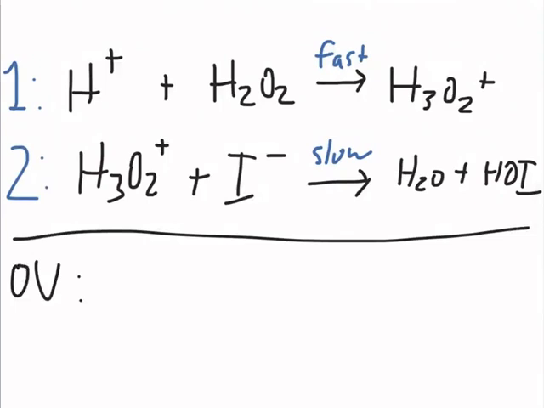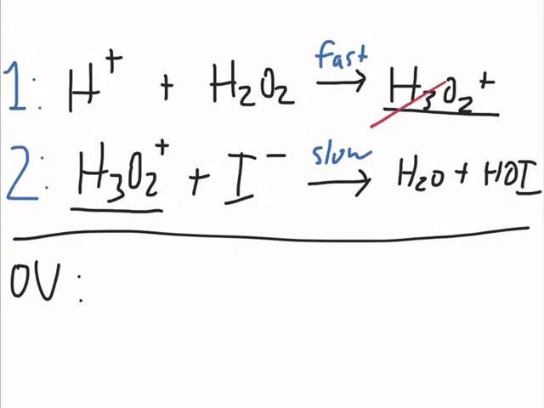What we learned before is how to determine what a reaction intermediate is. Remember that it is a species that is produced and then used up in a subsequent step of the reaction. So as you can see, in this 2-step reaction, H3O2+ is produced in step 1 and then used up in step 2. So we can recognize this as a reaction intermediate.